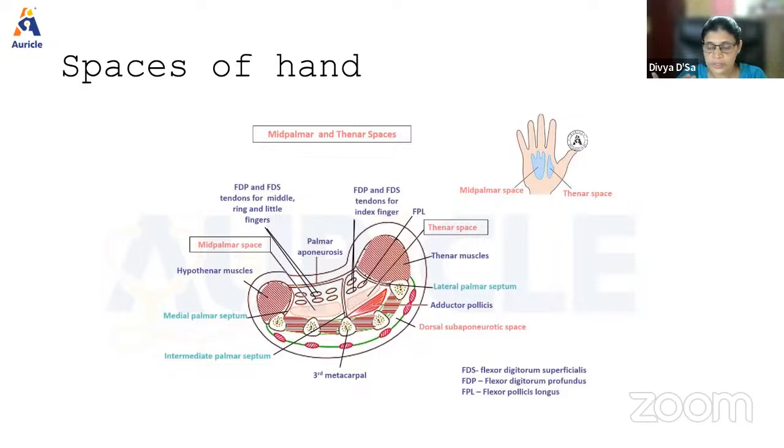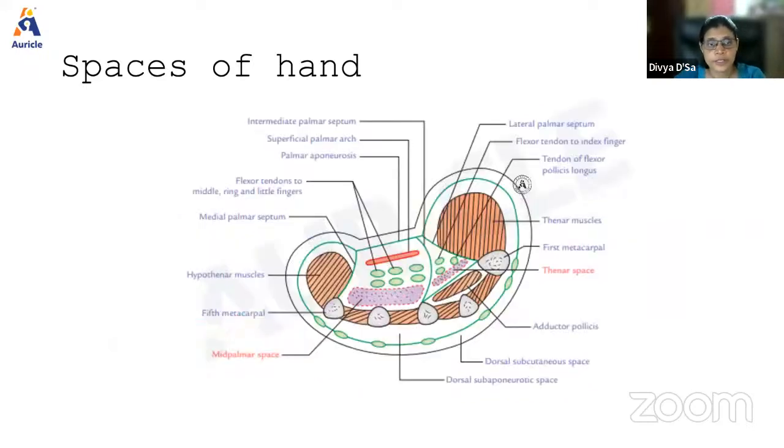Dorsal spaces are in the dorsum of the hand, the dorsal subcutaneous space. Okay. And the space of Parona, which is below in the region where the forearm is almost close to the wrist joint. But now we'll be talking about the mid palmar space and the thenar space. When we talk about these spaces, you have to talk about their boundaries, so where they are located.